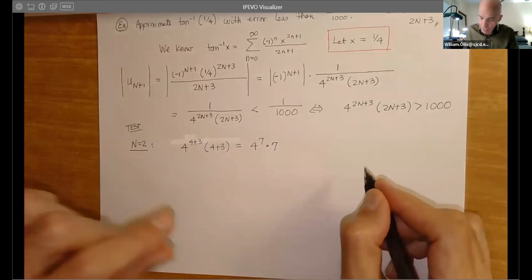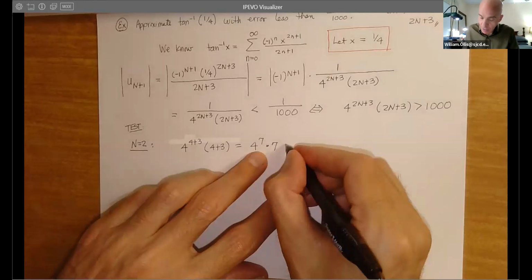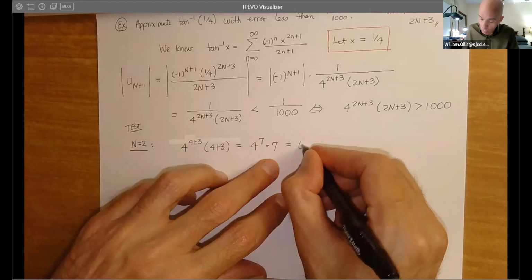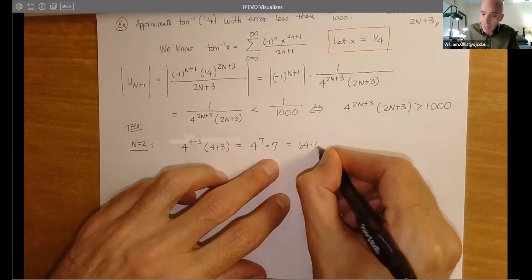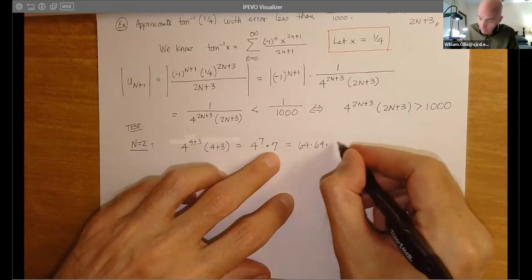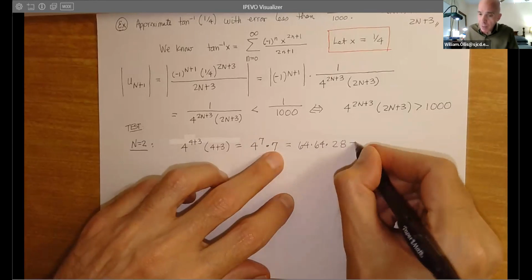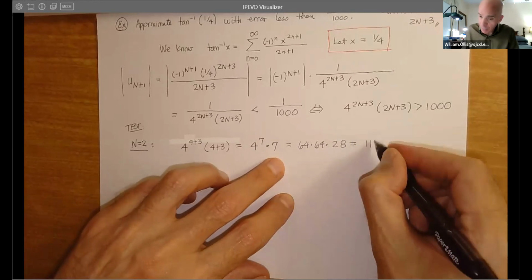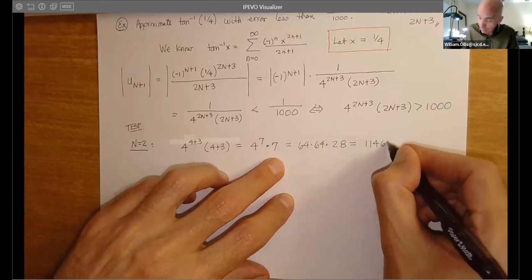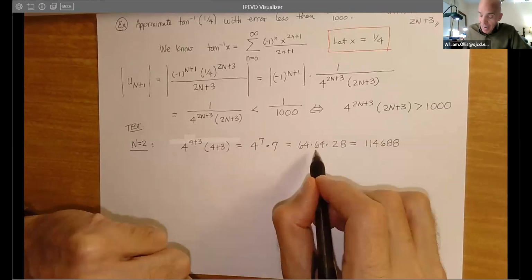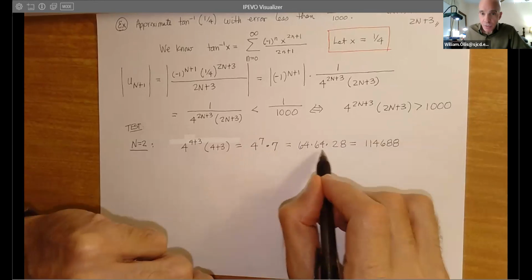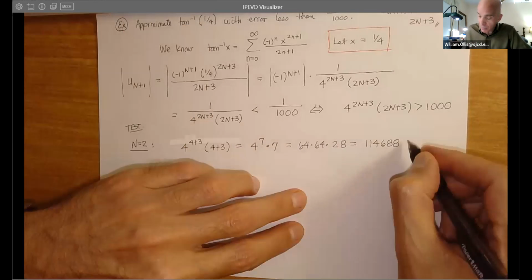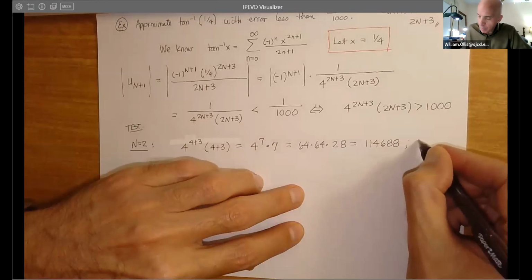Now when you do this, that's just going to be what? 64. I mean, we've got 3 copies, 3, 3. So 64 times 64 and times a 4 times a 7 times a 28. Now I actually computed this and I got 114,688. The idea here is that that's really good. I mean, that's more than we need. So this is good, but maybe more than we need.